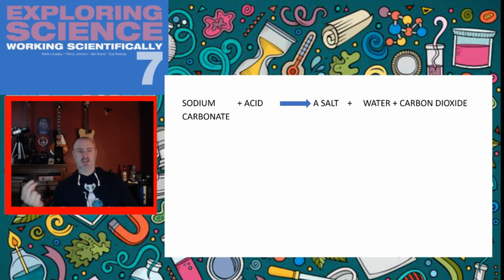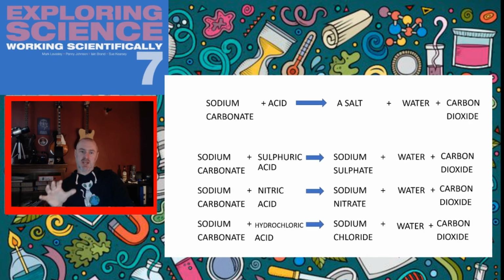And that's because carbon and oxygen are contained in the carbonate, and they get liberated in that reaction, and they wander off together as carbon dioxide. But when I'm looking at predicting the name of the salt, nothing changes. Sodium carbonate and sulfuric acid still gives me sodium sulfate as the salt. Sodium carbonate and nitric acid still gives me sodium nitrate, and so on. So the general rule for the carbonate is that nothing changes, just remember to add the carbon dioxide.